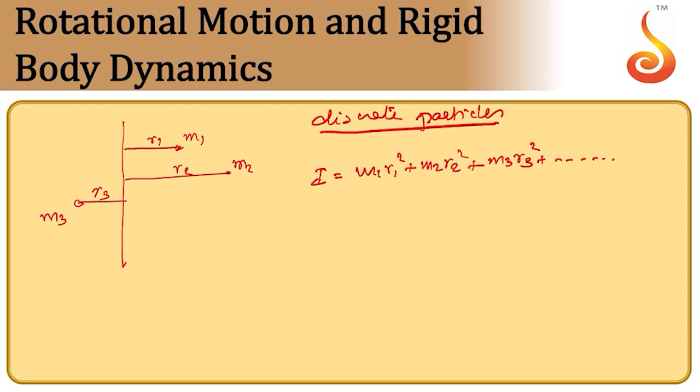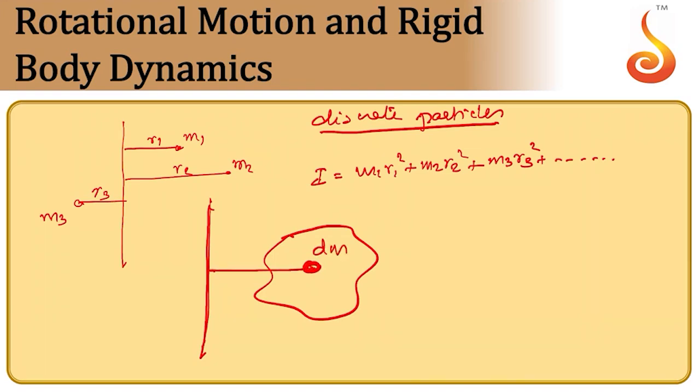Now the question is, what if the object is a continuous mass system? For example, here is a continuous mass distribution and it is rotating about this axis. Then how to do that? I will take a small mass dm. Let's assume that it is at a distance r. Then the moment of inertia of this small mass is dm into r square. So the total moment of inertia is the integral of dm into r square. So the moment of inertia of a continuous mass distribution is I is equal to integral dm r square.